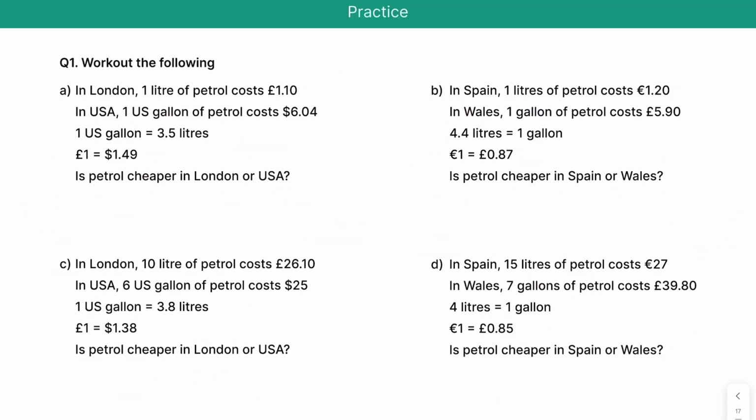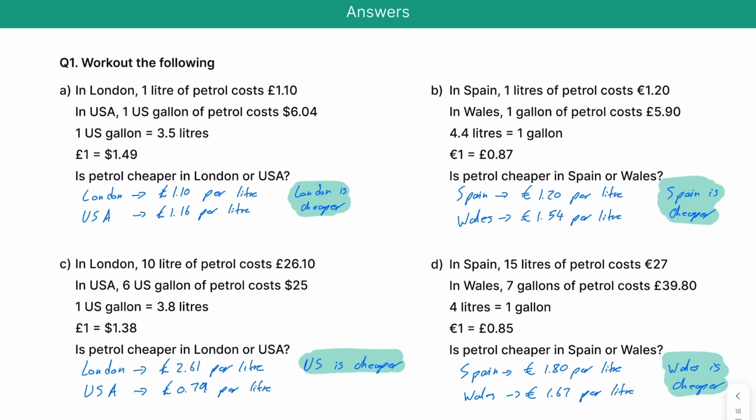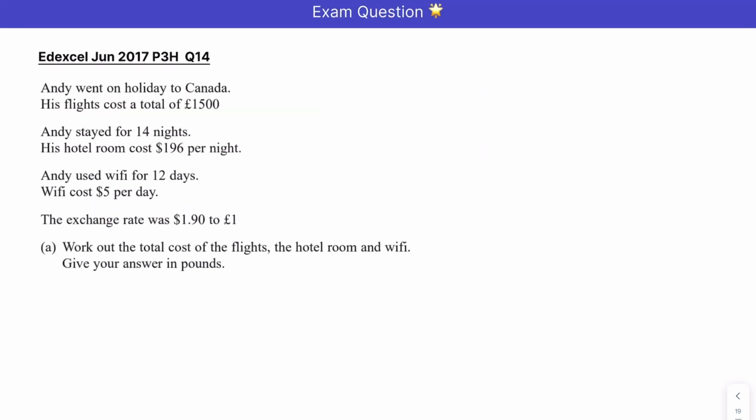So here's some practice questions. Press pause and have a go. Here are the answers. Mark your work. And finally, we're going to wrap up by looking at exam questions. So feel free to press pause and have a go at this. So I'm just going to go through this quite quickly.